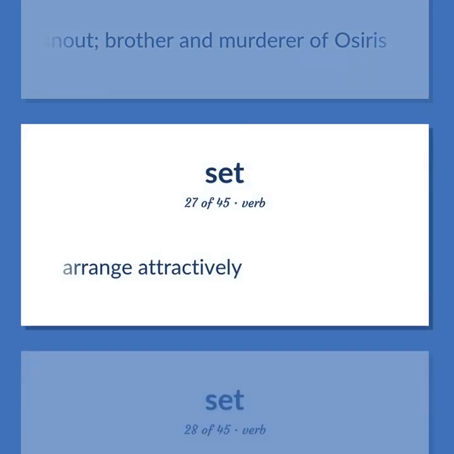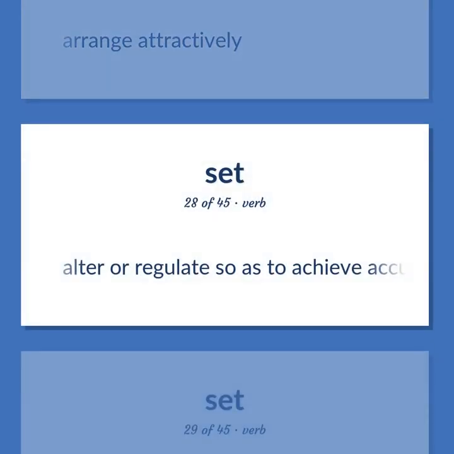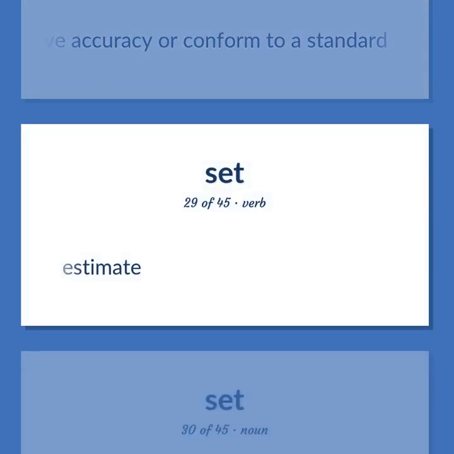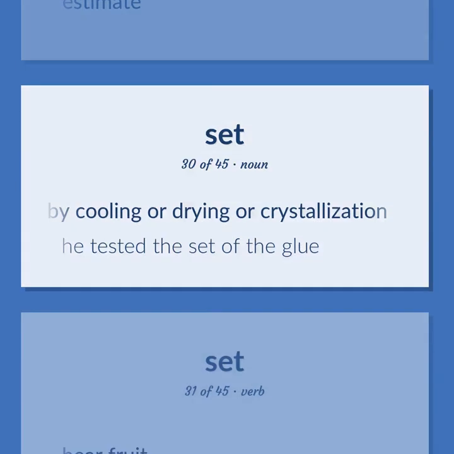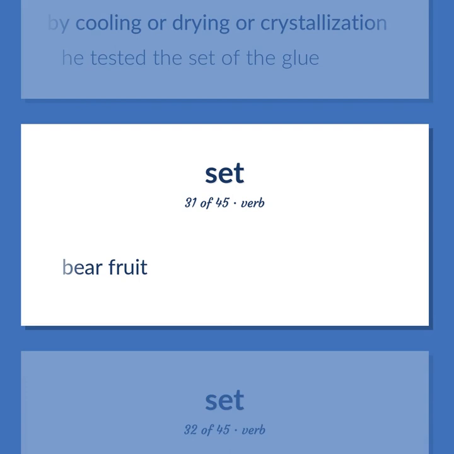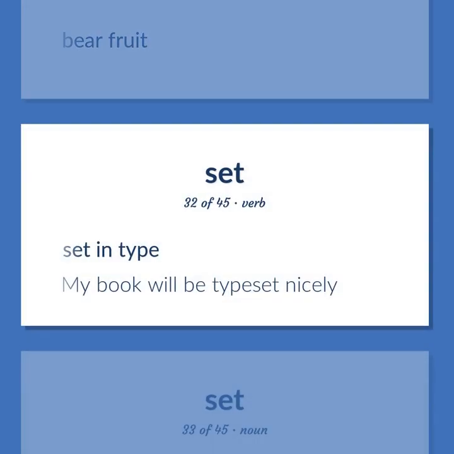Arrange attractively. Alter or regulate so as to achieve accuracy or conform to a standard. Estimate. The process of becoming hard or solid by cooling or drying or crystallization. He tested the set of the glue. Bear fruit. Set in type. My book will be typeset nicely.